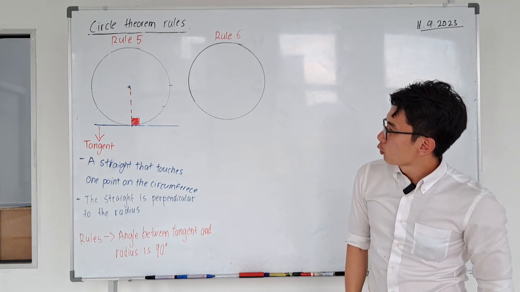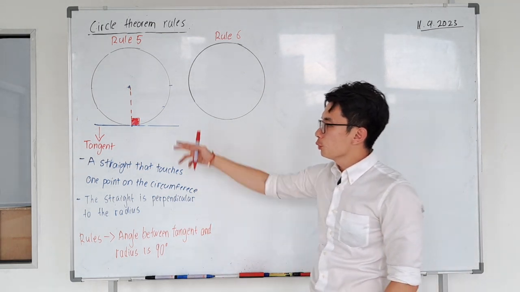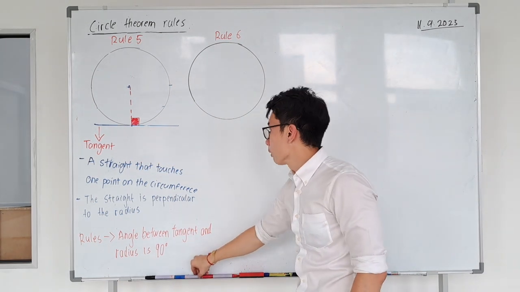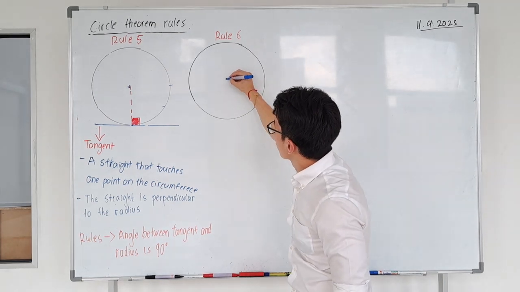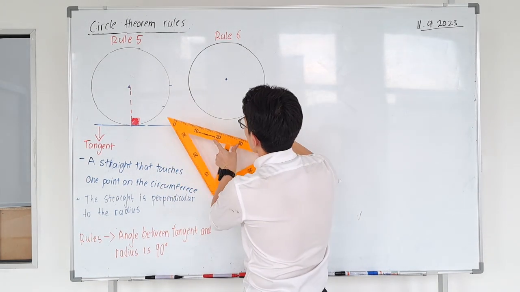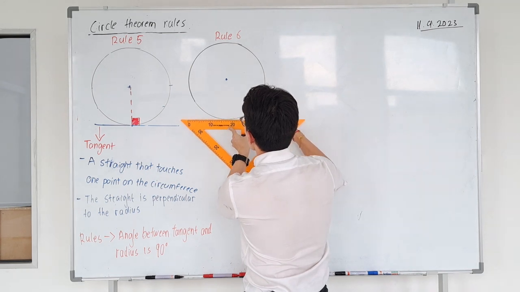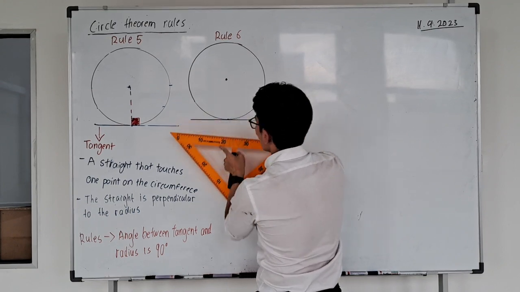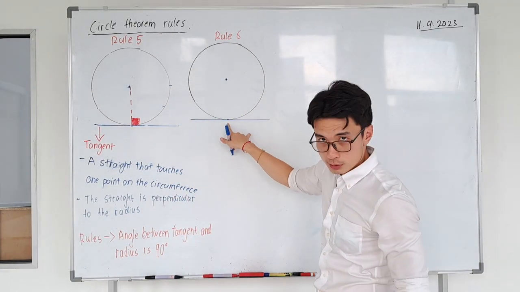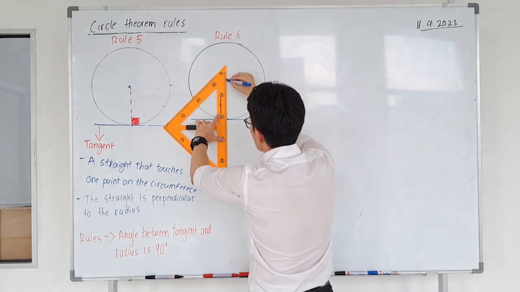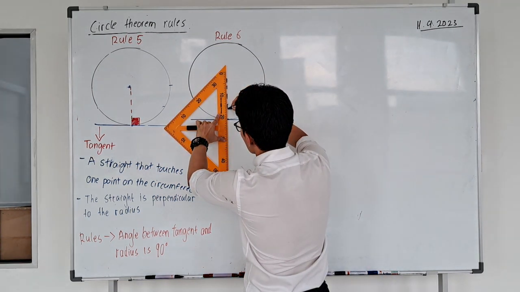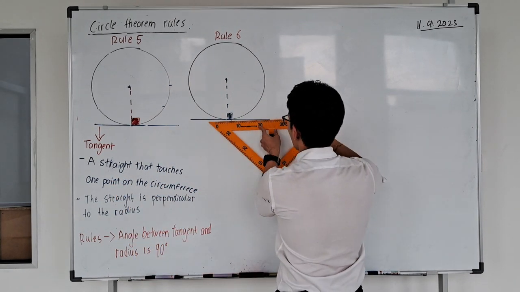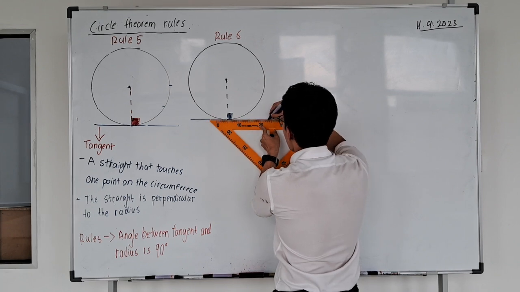All right, so for rule number 6, you're going to draw a few tangents also. Let me start with my first tangent over here. This is my blue line. I will draw a straight line over here, so it will look something like this. So that's my tangent, which is touching the circle over here. And the tangent is perpendicular to the radius, so I know this whole thing is 90 degrees.